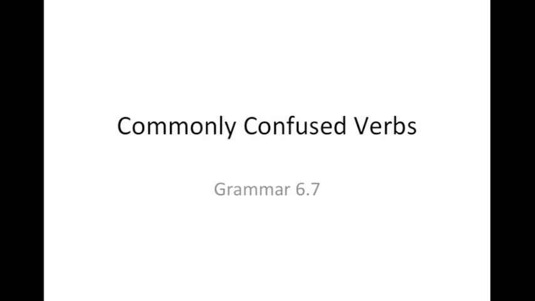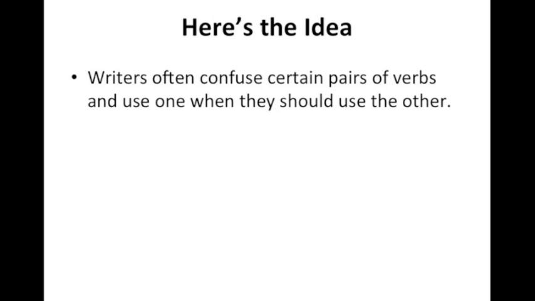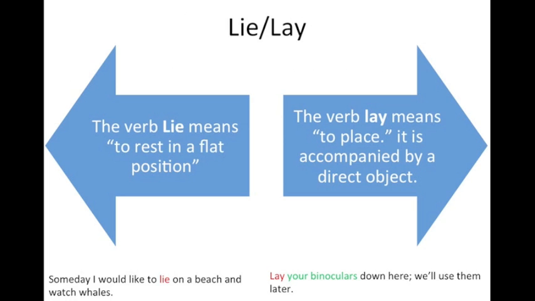Chapter 6, Lesson 7. Commonly confused verbs. Words often confuse certain parts of verbs and use one when the other should be used. Let's look at a couple examples of commonly confused verbs. The first one we're going to look at is lie versus lay.